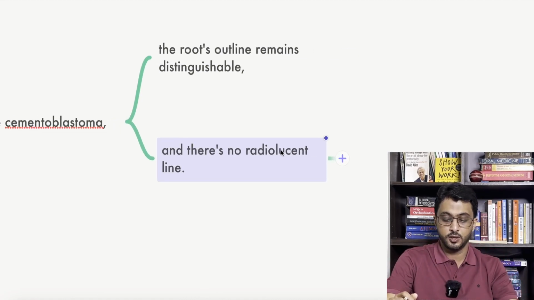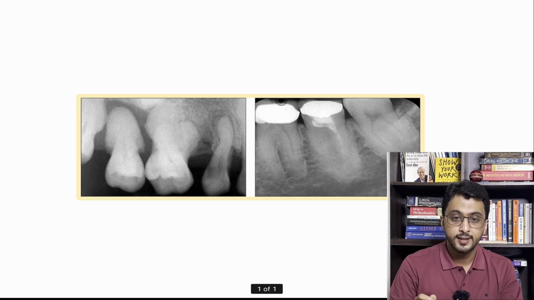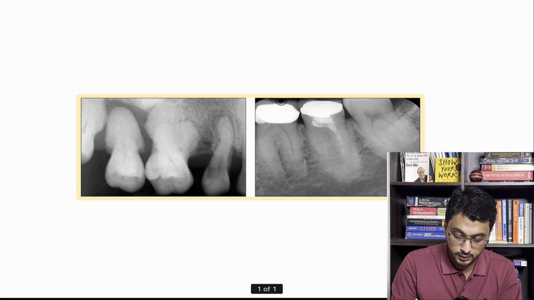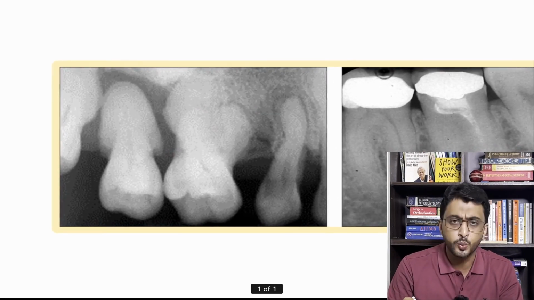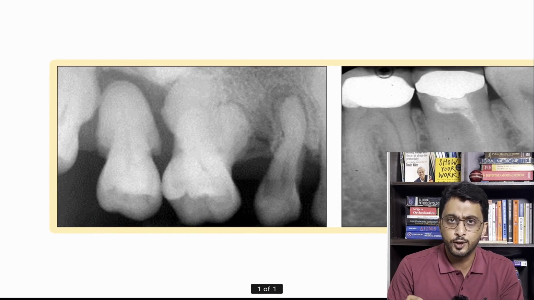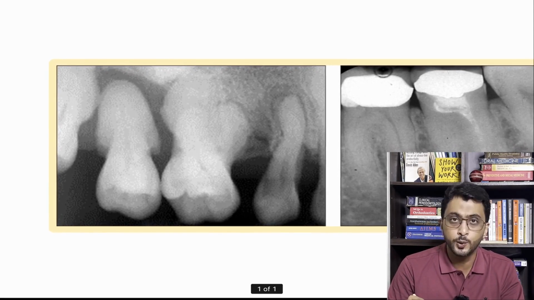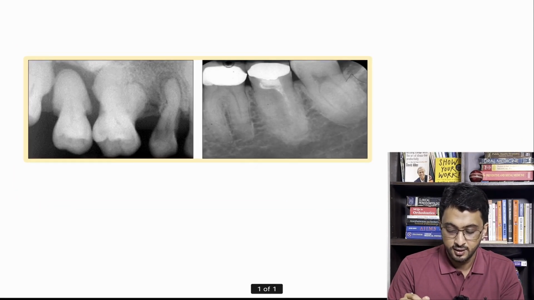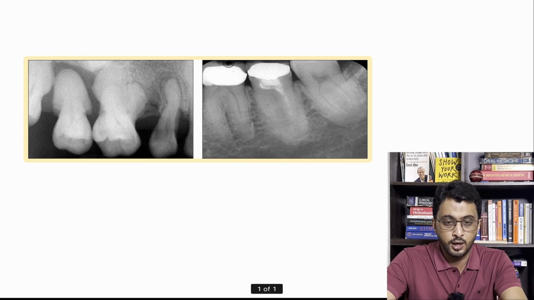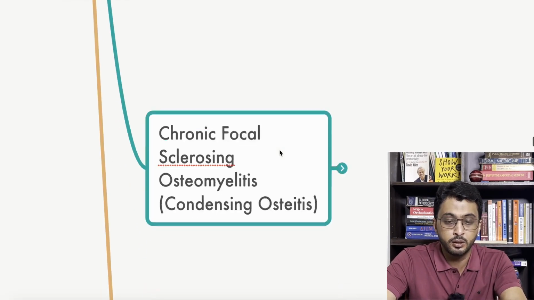So if you just come to this image, this is what they're talking about. The root outline is very clearly identifiable here, isn't it? If you just zoom out, you can see the root outline is very clearly identifiable. It's just that radiopacity. There is no radiolucent halo also, unlike your cementoblastoma. It's a very clear picture. So that's all about your hypercementosis.